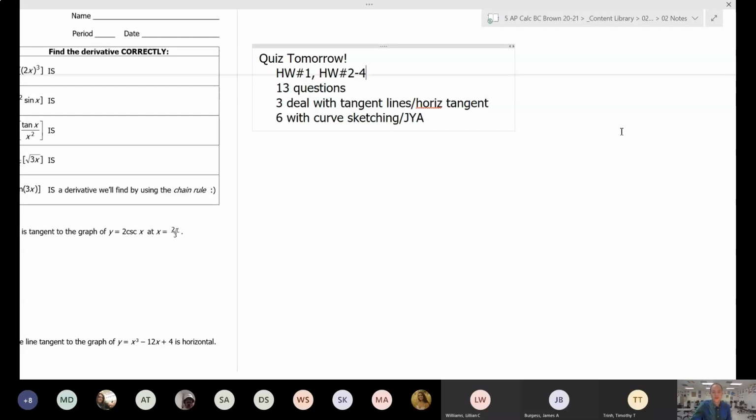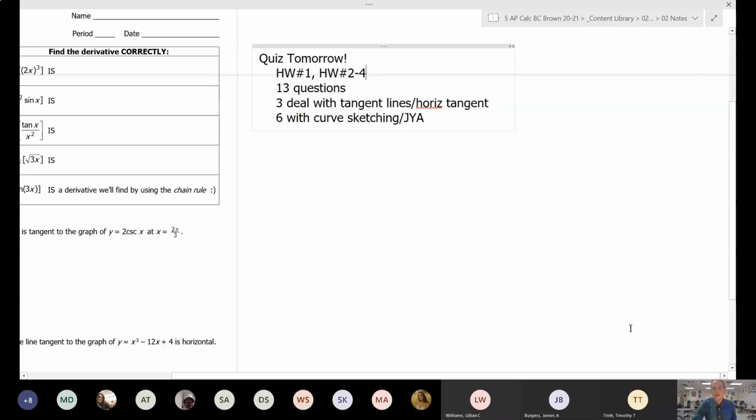But it's 13 questions. To give you some breakdown, most of it is rules and finding the derivative. 3 of them will deal with tangent lines or horizontal tangents, and then 6 of them are going to deal with curve sketching or justifying your answer based off of f prime or f. Of those 6, you're only sketching 2 graphs. One of them will be from the function to the derivative, and another goes from the derivative to the function. Those other 4 questions are going to ask you to talk about, like, at x equals 2 is the graph increasing, and then justify your answer, why or why not.